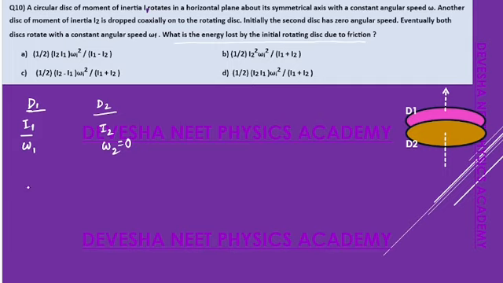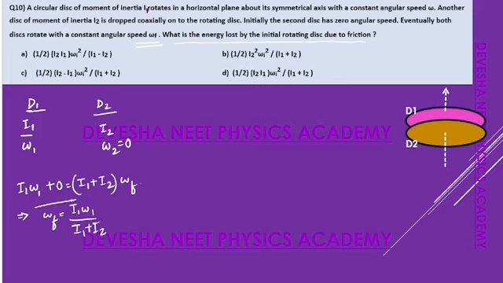Now let's look at it. Again, we'll apply the same principle of angular momentum conservation. The initial angular momentum of disk 1 is I1 into W1. Disk 2's angular velocity is 0, so this plus 0. The final angular momentum is (I1 plus I2) into WF, where WF is the final angular speed. So WF is equal to I1 W1 upon I1 plus I2.